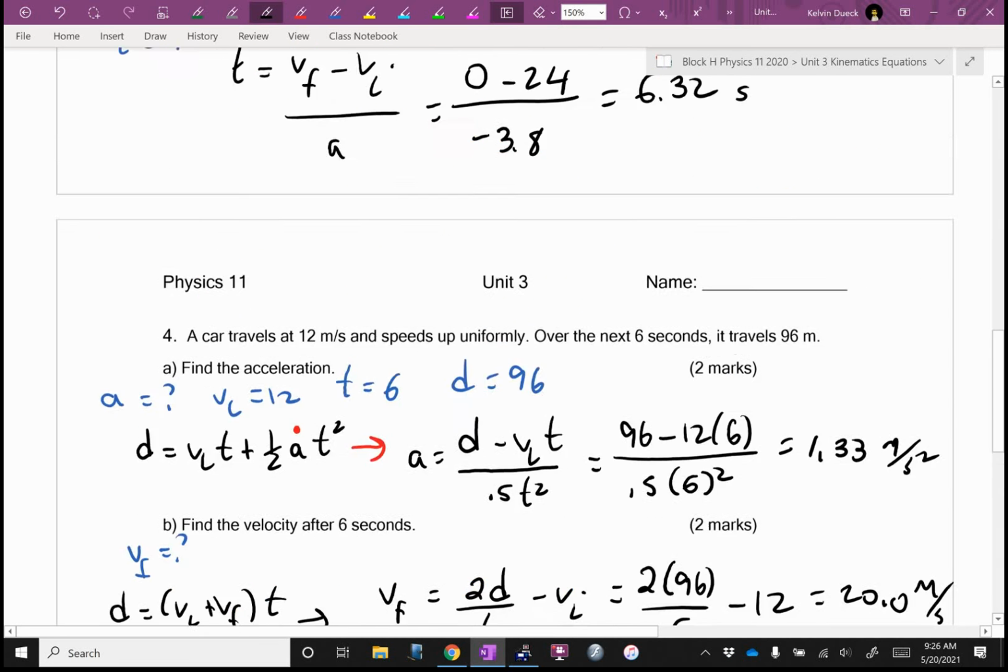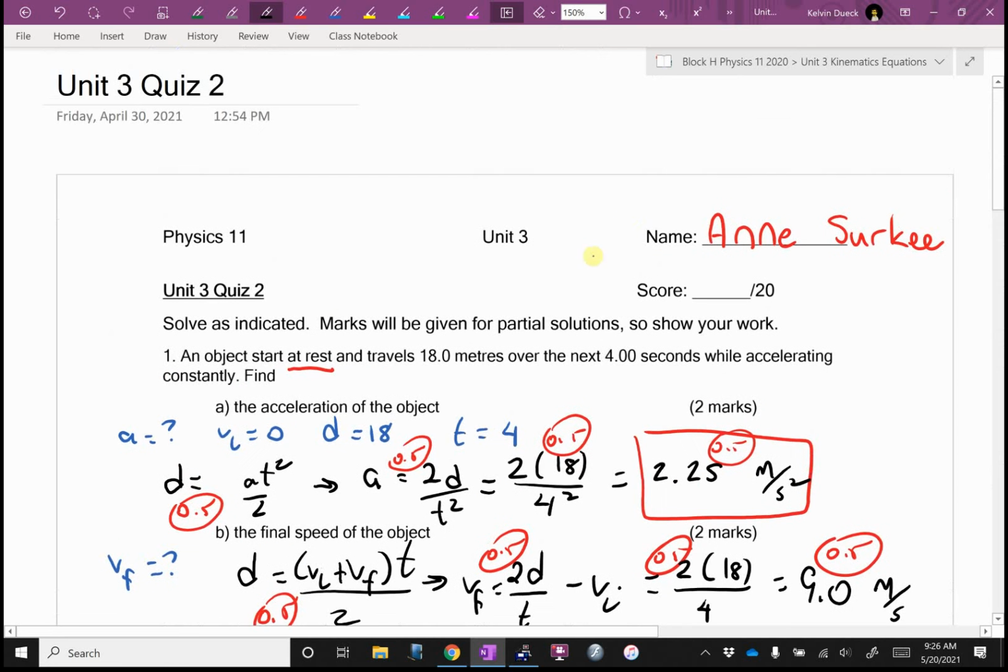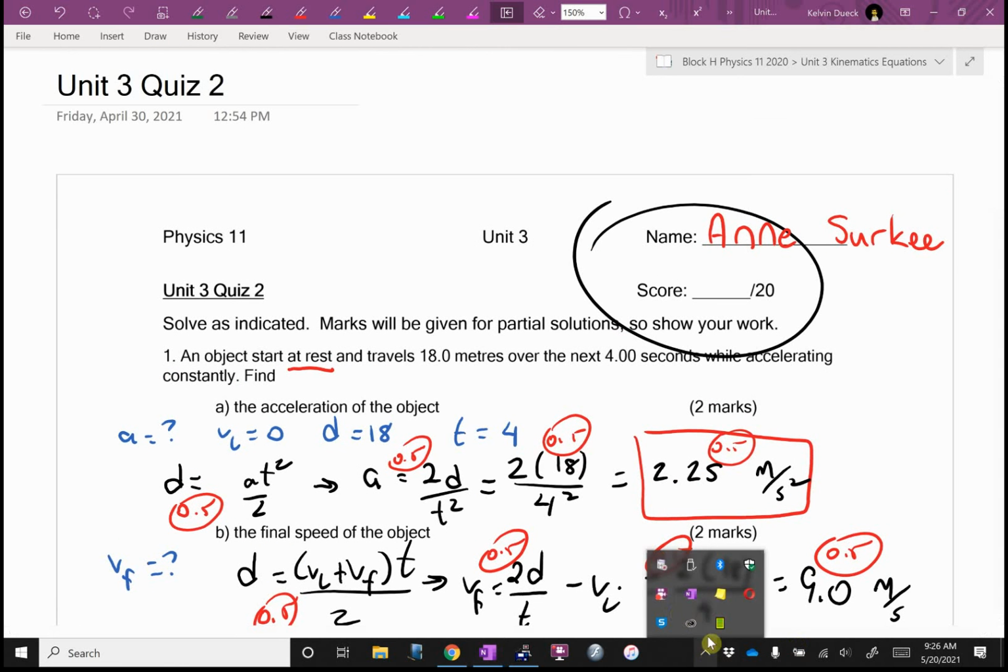Can you give yourself a lovely score on this take-home quiz, please, out of 20? If you need to lawyer with me, now is the time.